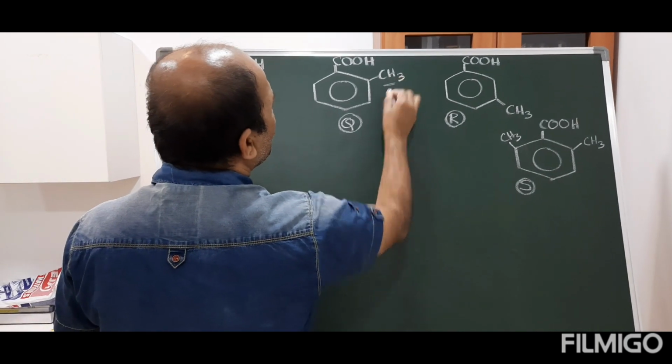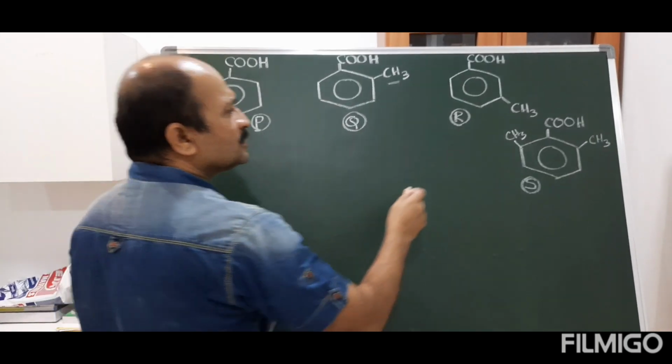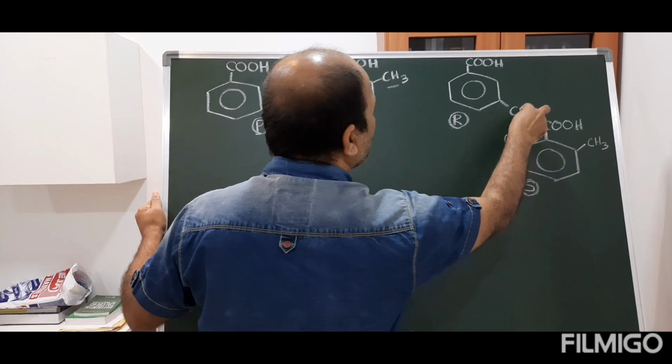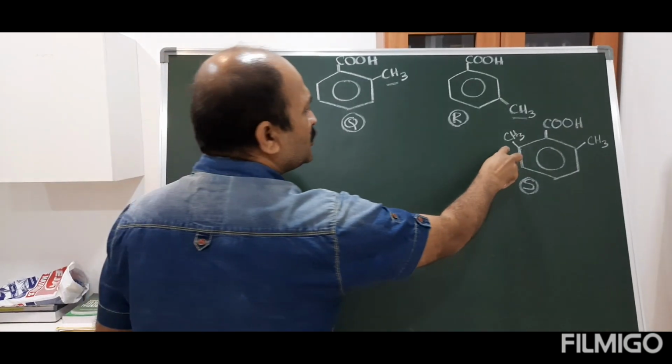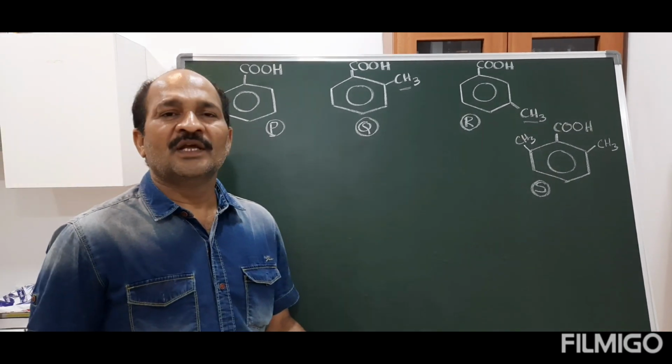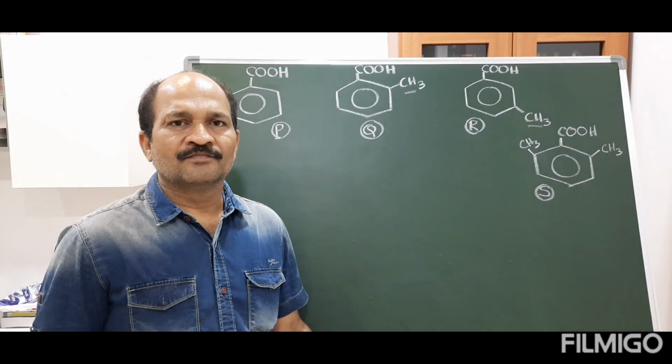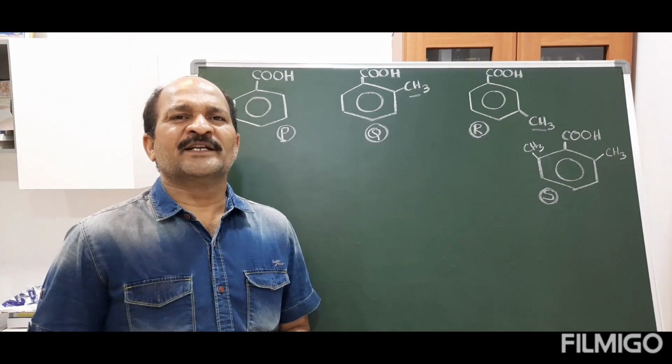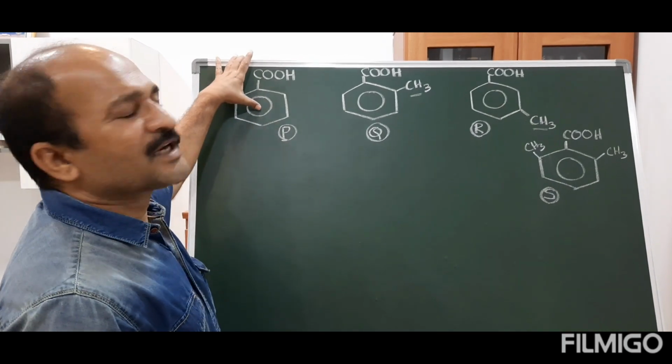Here a methyl group is there at the ortho position. Here a methyl group is there at the meta position. And here two methyl groups are there at the ortho positions. Then which one is the stronger acid? Generally, what we are expecting is, undoubtedly, this is the stronger acid.